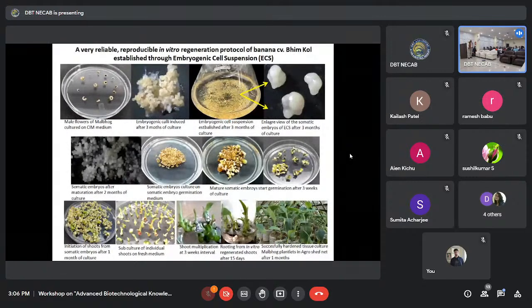We can see all these somatic embryos germinating. Then we put them for further development in a shoot multiplication medium, and then finally a rooting medium. Okay, once they are rooted, we transfer these plants to the honey.